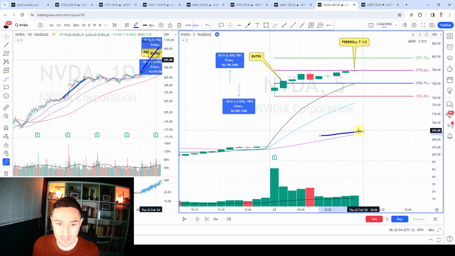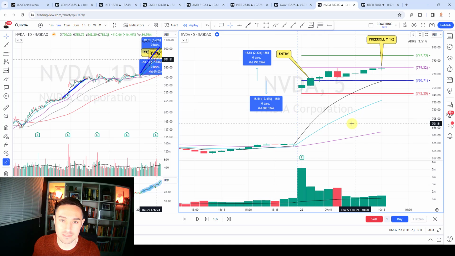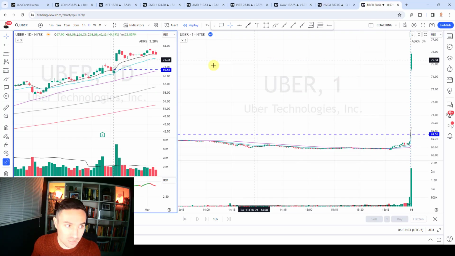They are different. They have different behavioral characteristics. It sounds a little bit woo-woo, but when you study the stocks like that, you will see that different stocks behave differently. Let me show you Uber. So this is going to be the last one here.